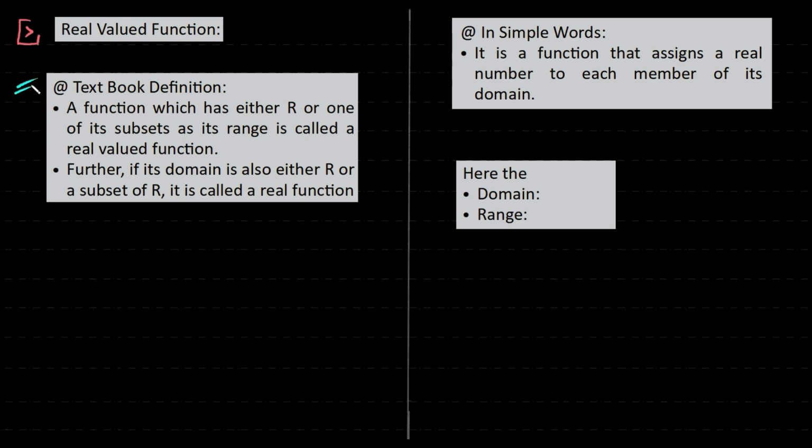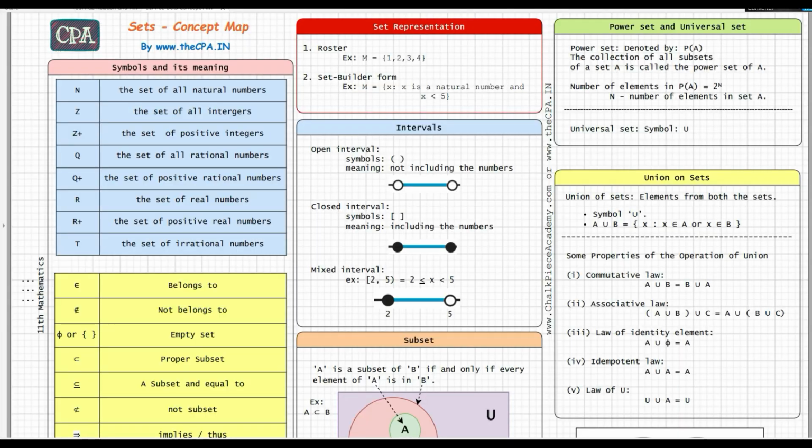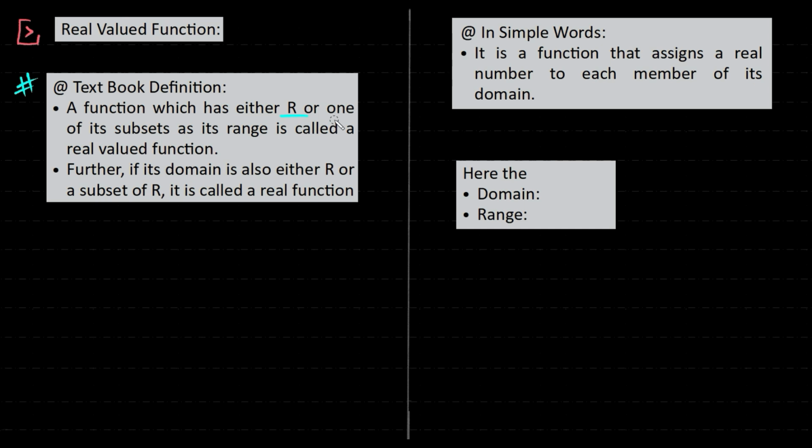The official definition is as such: a function which has either R, what does R stand for from this list? Yes, it is real numbers. R or one of its subsets as its range is called a real valued function. Further, if its domain is also either R or a subset of R, it is called a real function. What does that mean? It means that you can give any input, but the output has to be real numbers.